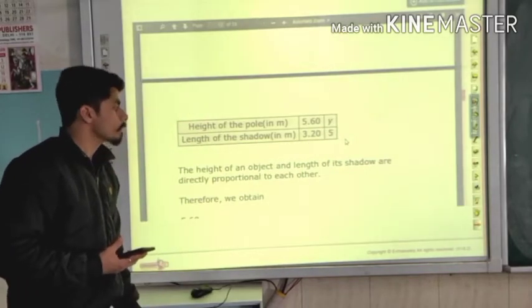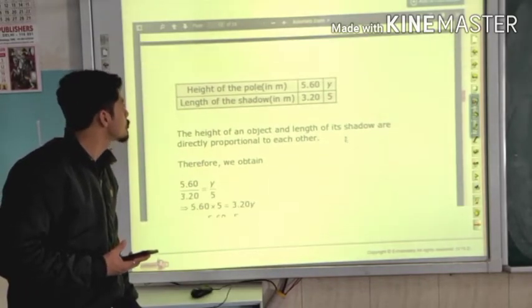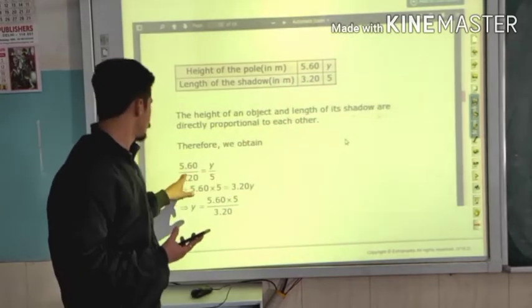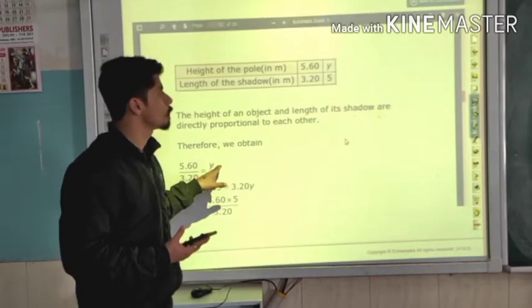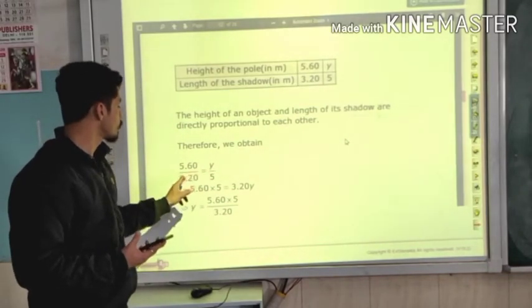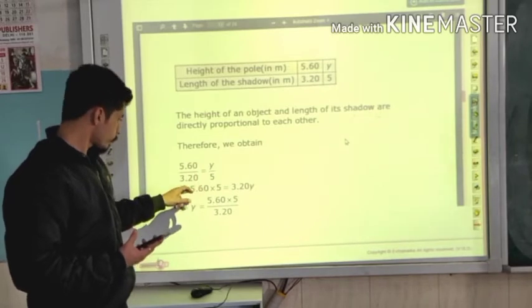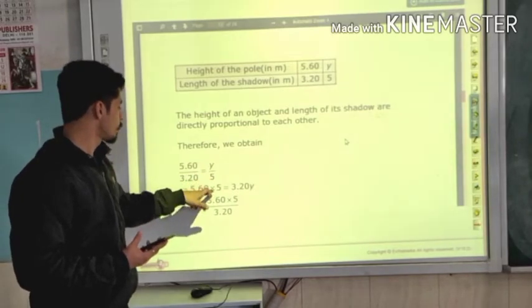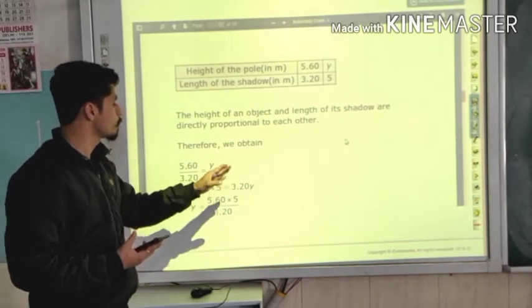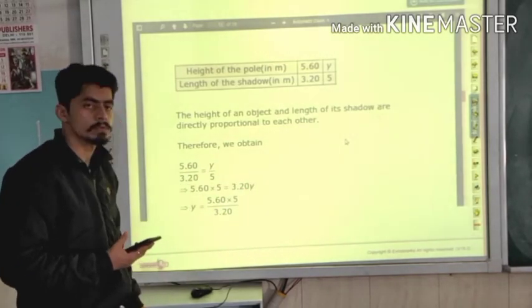So these quantities are in direct proportion, so we have to make the ratio: 5.60 upon 3.20 is equal to y upon 5. Now simply we have to find the value of y. After cross multiplication, 5.60 will be multiplied with 5 and 3.20 will be multiplied with y. 3.20 will be transferred from RHS to LHS from multiplication to division.